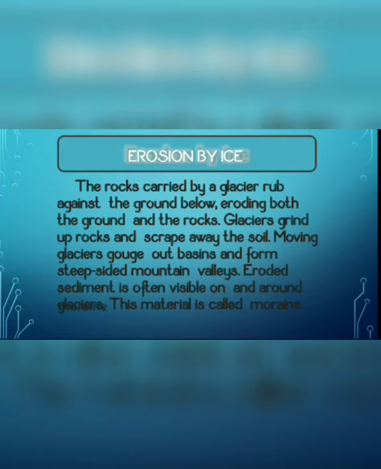Glaciers grind up rocks and scrape away the soil. Moving glaciers gouge out basins and form steep-sided mountain valleys. The eroded sediment is often visible on and around glaciers, and this material is called moraines. So basically moraines are created wherever there is a large amount of erosion by glaciers.